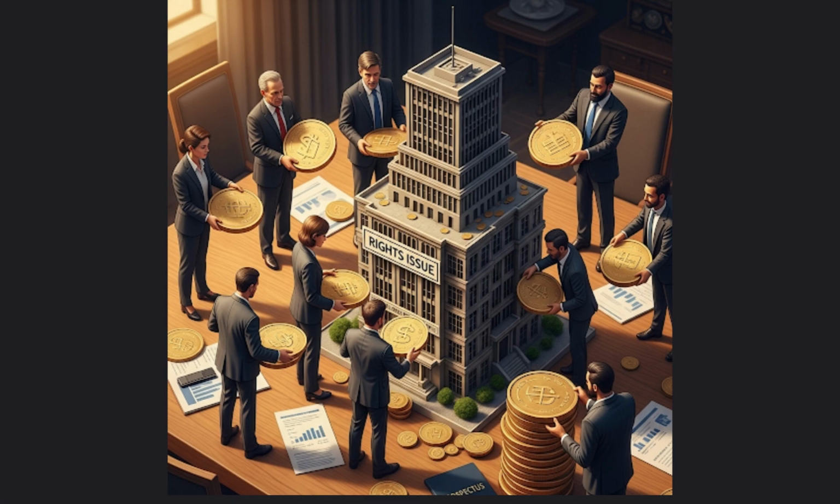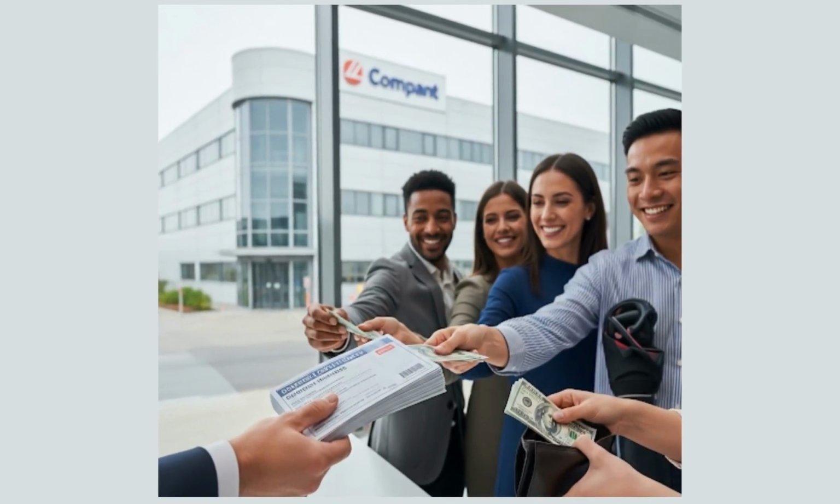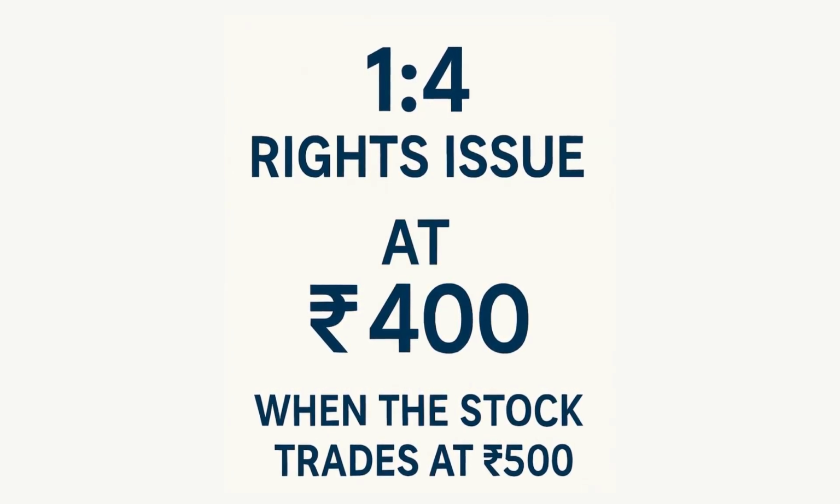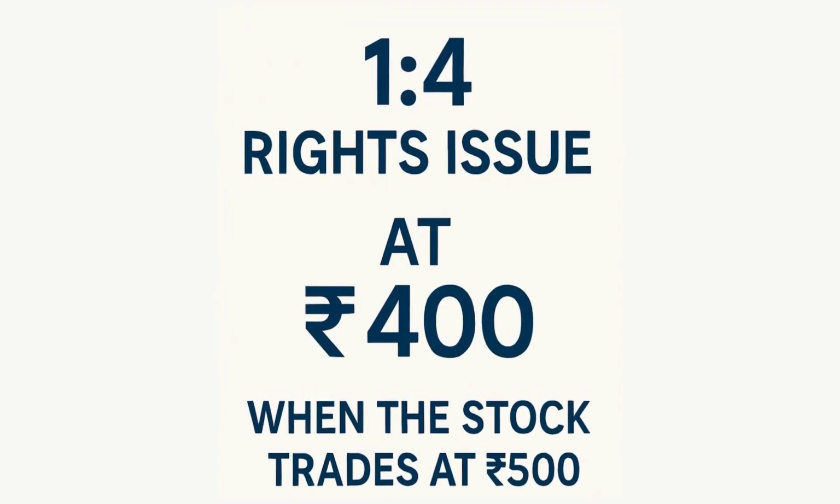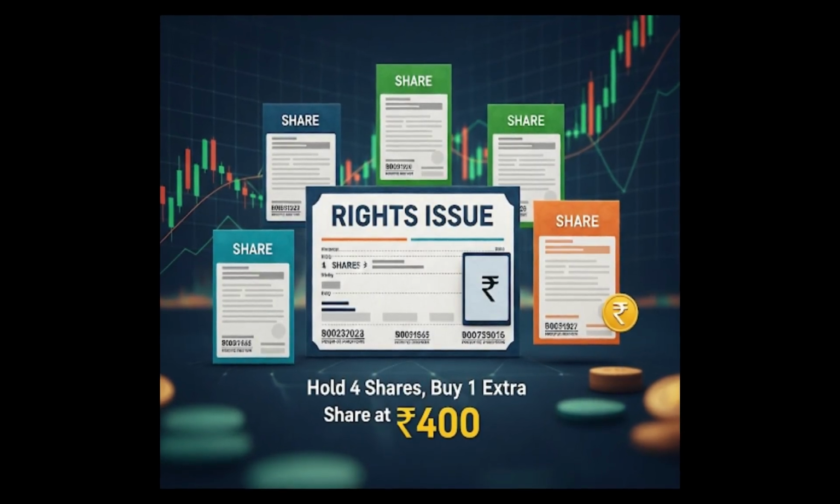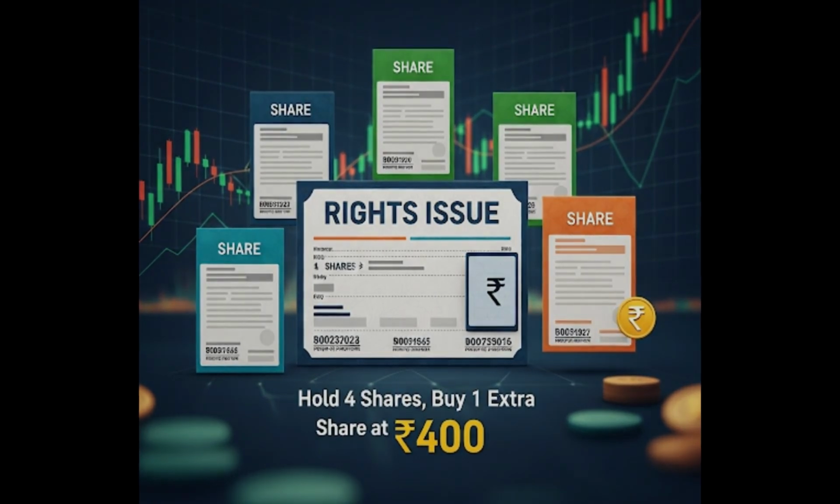In a rights issue, the company raises fresh capital by offering discounted shares to existing shareholders. Say there's a 1-to-4 rights issue at 400 rupees when the stock trades at 500 rupees. If you hold 4 shares, you get the option to buy 1 extra share at 400 rupees.